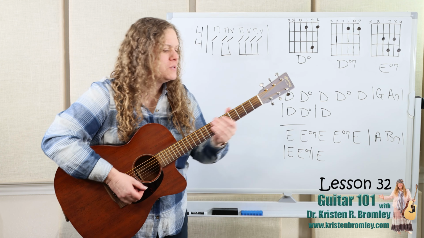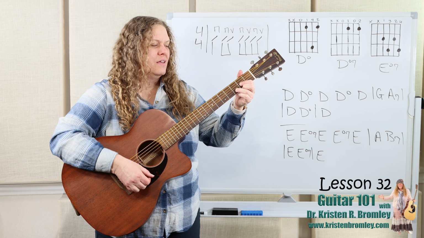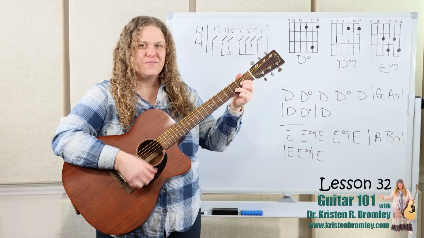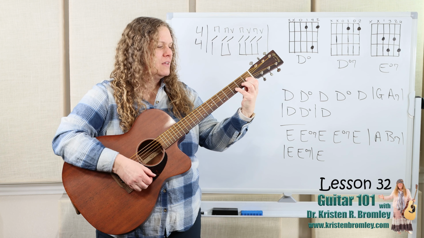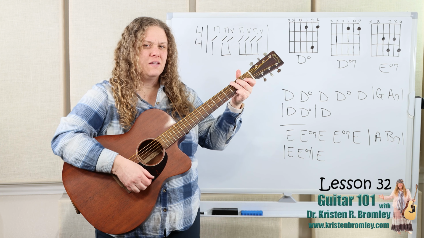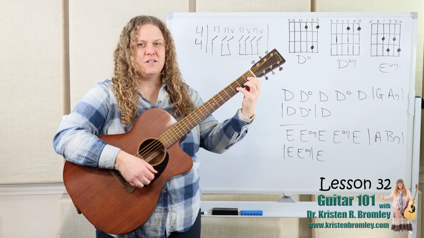So you got 1, 2, ready, we got the D to D diminished, to D diminished, to D, to G, A7, D, D diminished, and D.